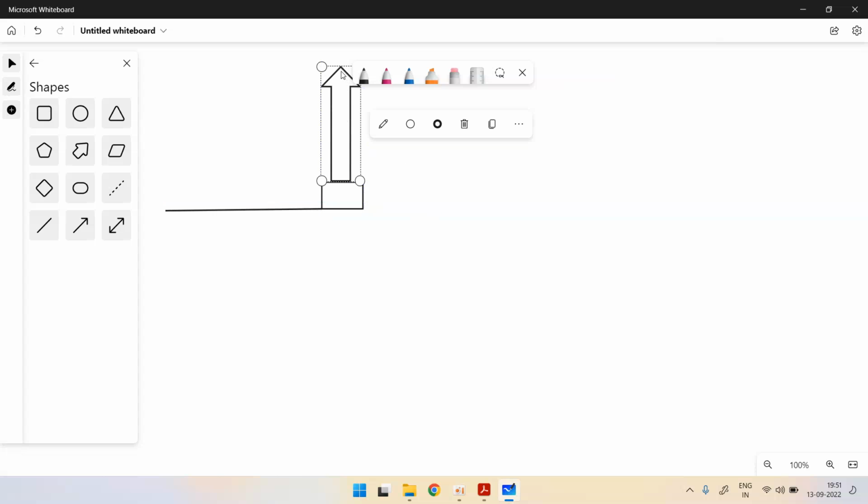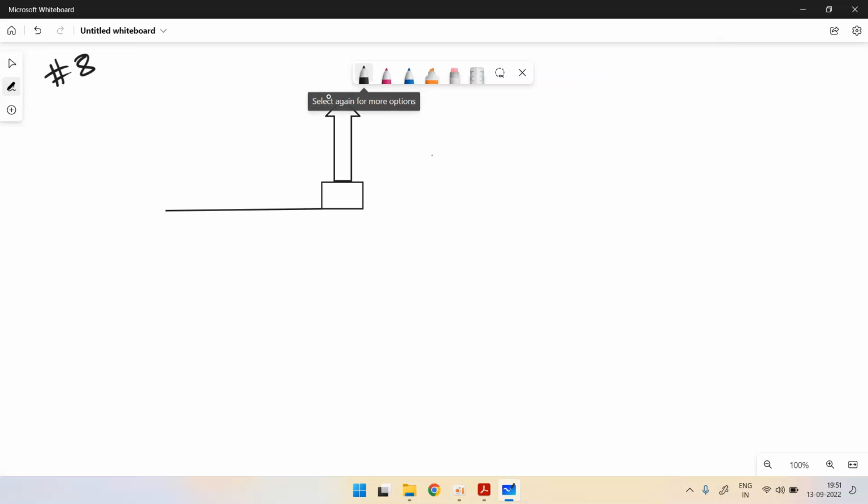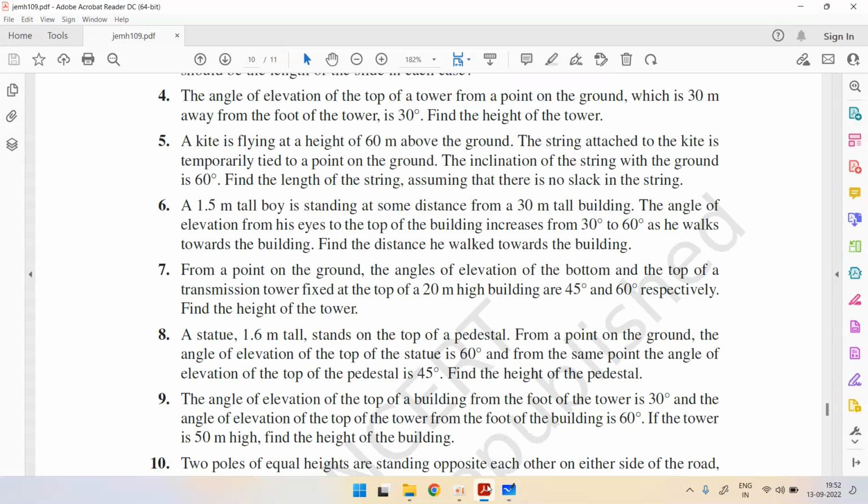This is my statue. The pedestrian, and from this point P, this of a pedestrian is this. So according to the question, it is given that the height of this building is 20 meters high.